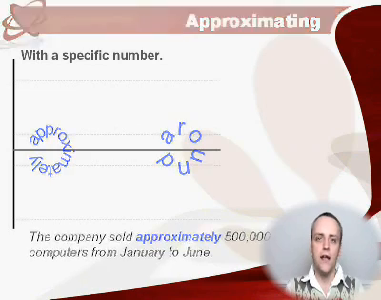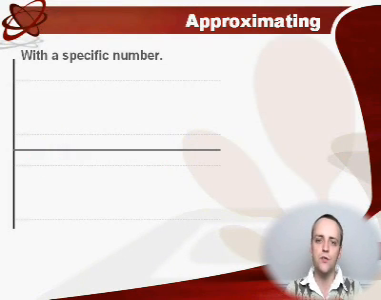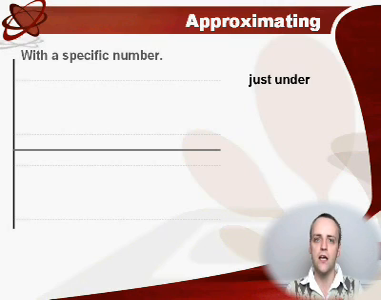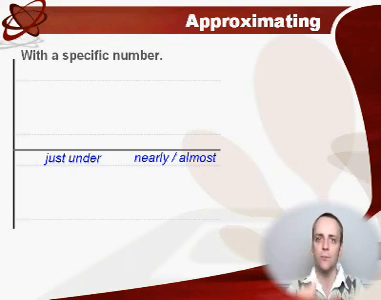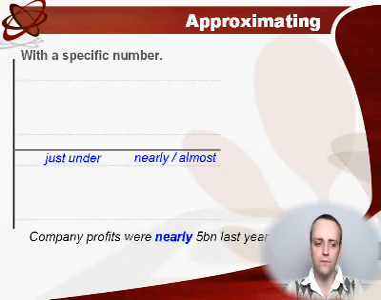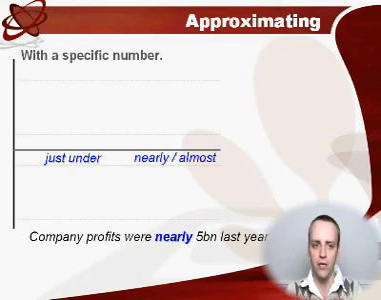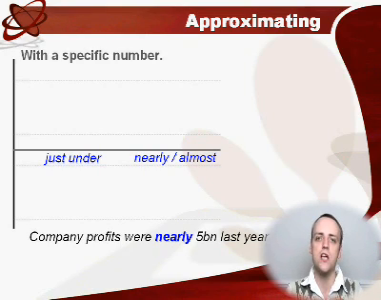Now some other expressions for specific numbers. We have just under. This is slightly different to approximately or around, in that it is definitely not above the line, and just under goes here. Nearly or almost has the same meaning, and that will go here. So we are not above the line, we are below the line by a little bit. For example, company profits were nearly 5 billion last year. Instead of nearly, you could say almost 5 billion, or instead of almost 5 billion, you could say just under 5 billion. All of those combinations are possible.